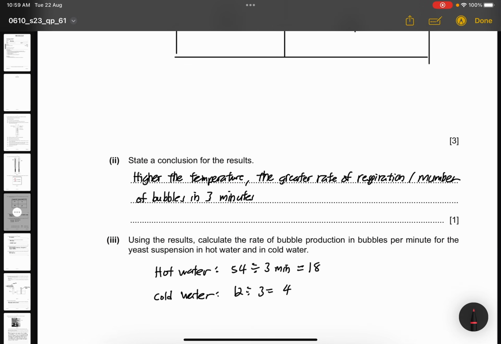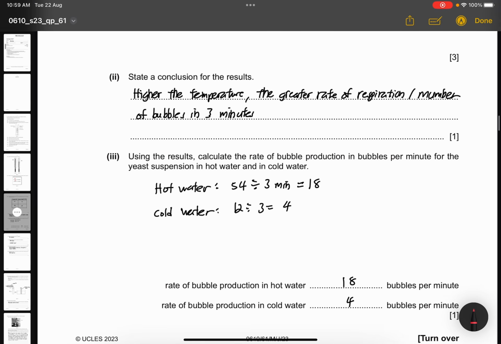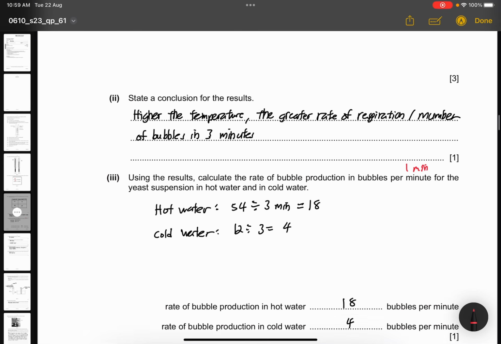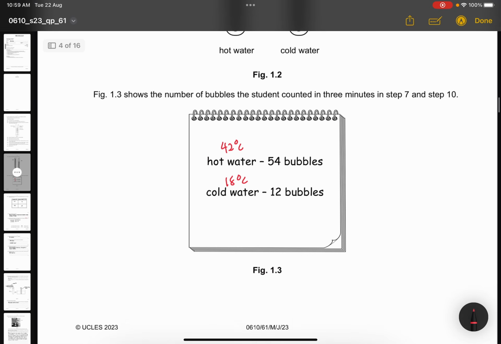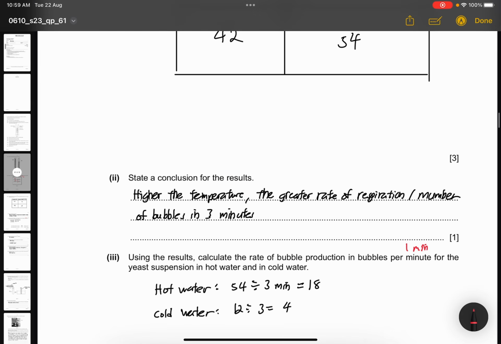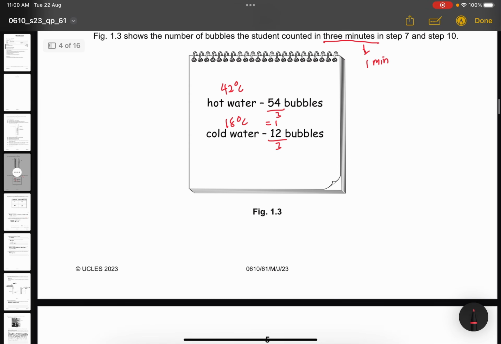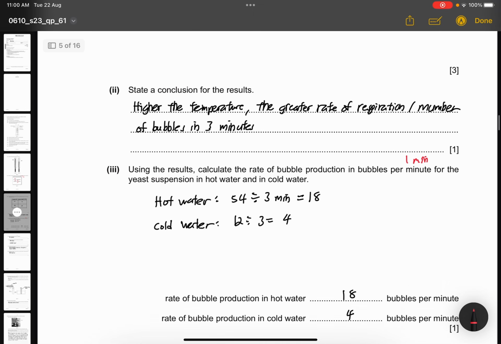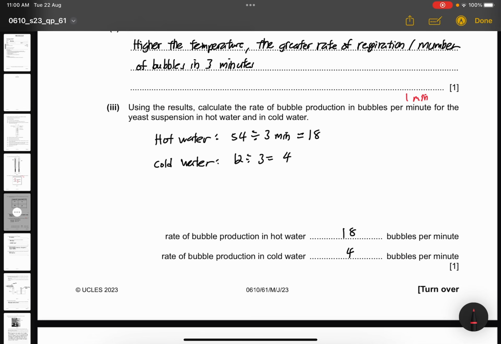Part 2, state a conclusion for the results. So the higher the temperature, the greater the rate of respiration or the number of bubbles in 3 minutes. Part 3, using the results, calculate the rate of bubble production in bubbles per minute. So this is 1 minute, for the yeast suspension in hot water and in cold water. The data they give us is counted in 3 minutes and they want to find 1 minute. What you have to do is divide by 3, which gives 18 and 4. So the answer is 18 and 4. And thus you show your working in the middle.